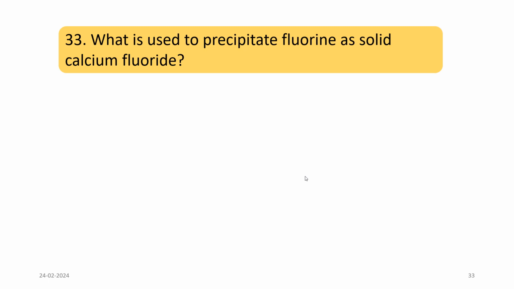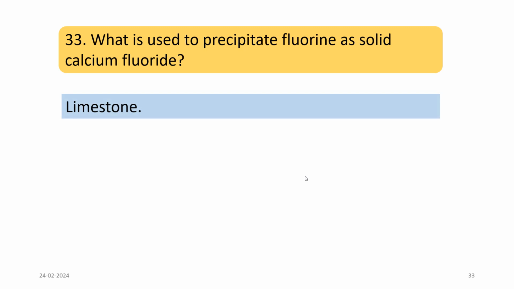What is used to precipitate fluorine as solid calcium fluoride? So the answer is limestone.